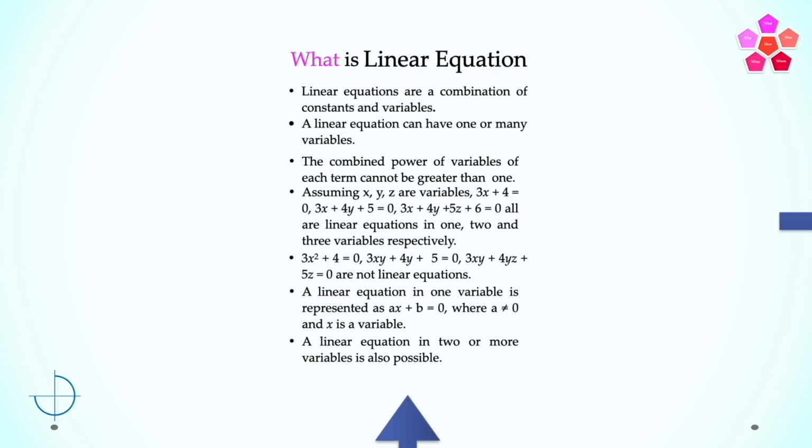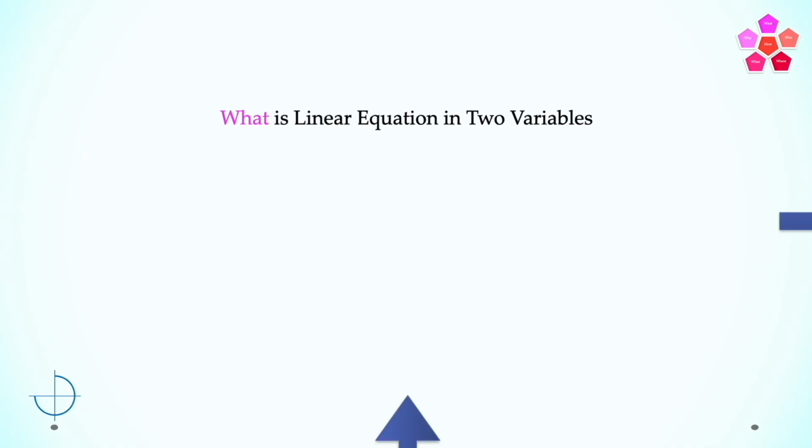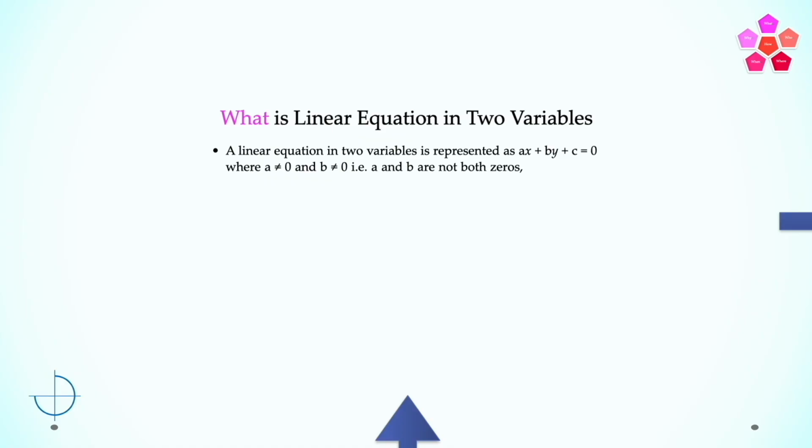So the next logical question is, what is a linear equation in two variables? A linear equation in two variables is represented as ax plus by plus c is equal to 0, where a is not equal to 0 and/or b is not equal to 0. That is, a and b are not both zero at the same time. This is often described as a squared plus b squared is not equal to 0.